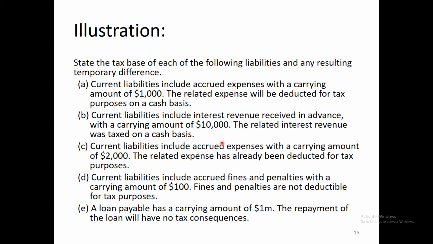But the tax authorities follow the cash basis, isn't it? According to the tax rule, we have to include this 10,000 interest revenue as revenue for this period, right? So there is a difference. This is a temporary difference, right? And then how much?